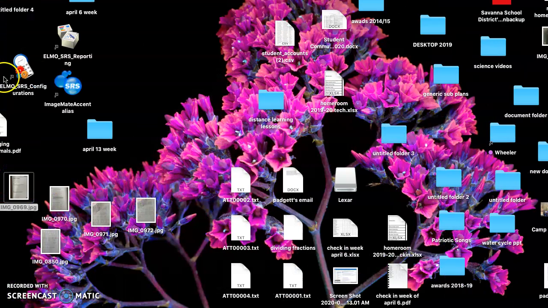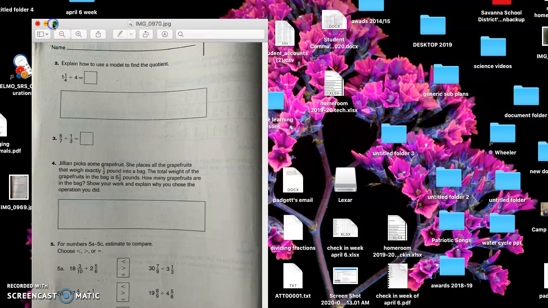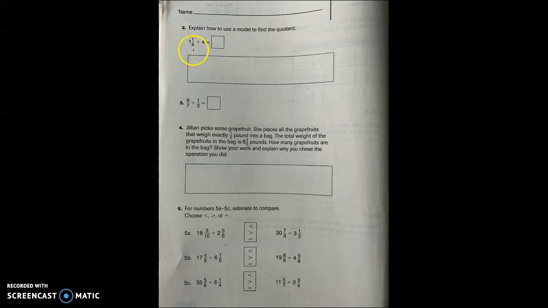Let's look at question number 2. On question number 2, we have 1 1/4 divided by 4. So remember, you got to change all numbers to fractions. So 1 times 4 is 4, plus 1 is 5. So I have 5 over 4 divided by 4 over 1. Then you're going to circle the second fraction, flip the second fraction, change it to multiplying.